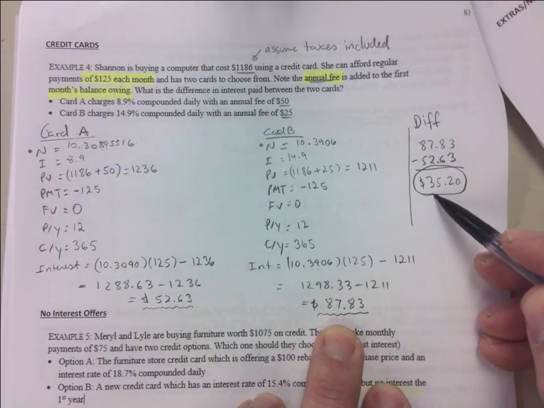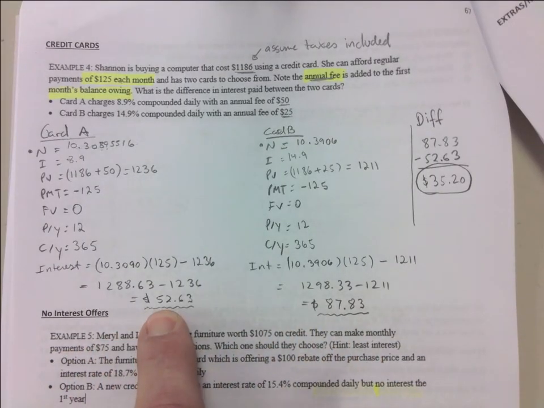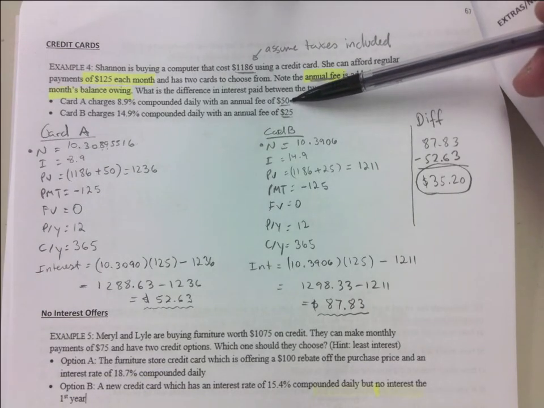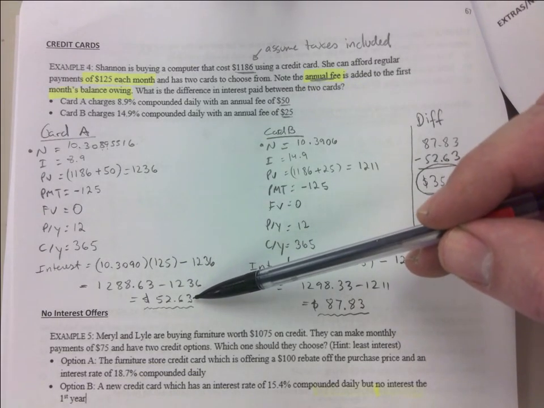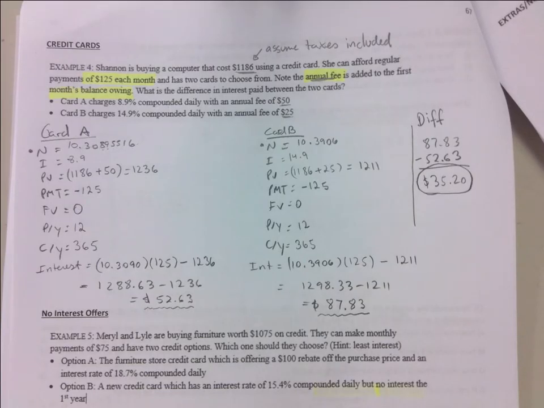If it asked you which card is better, you would say card A, because overall it cost me less in interest. Even though, watch this, the annual fee was higher, right? Was $50. It still costs you less, because remember, interest is the cost of the loan. That's what you're after, right? And so that's something to watch out for.